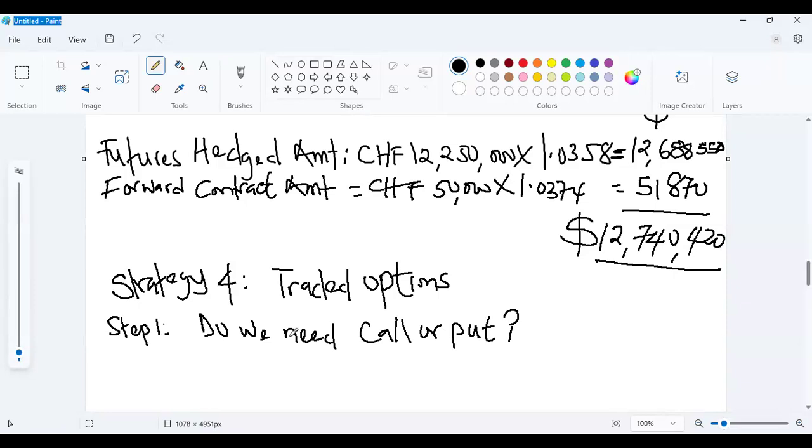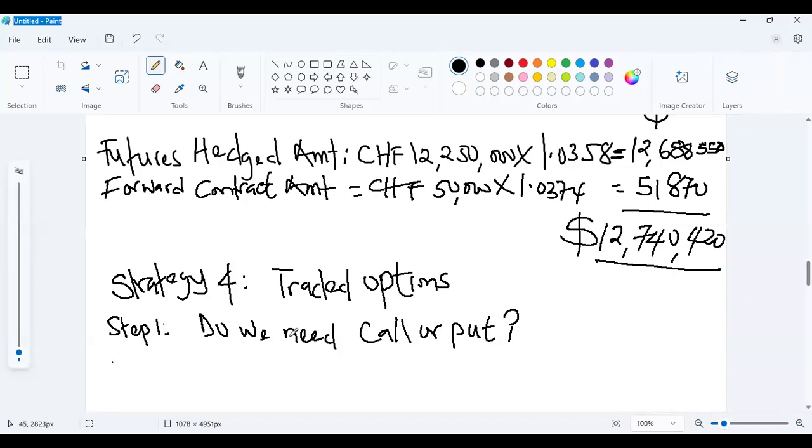Now, to answer this question, our company is based in the US, and we are expecting inflows in CHF. When we get this money, we are going to be selling to the bank. That means we need to obtain a right to be able to sell CHF. Now, what is the right to sell under option theory? The right to sell is the put option.